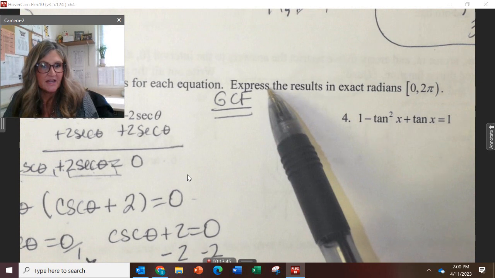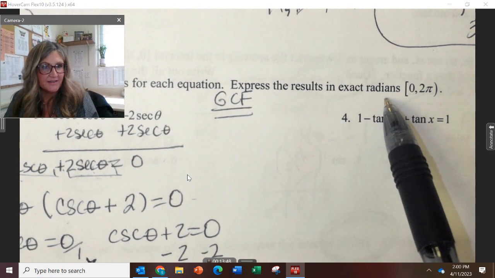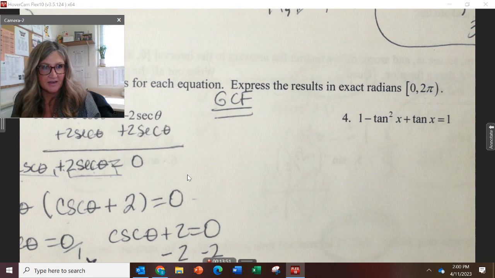And also look at what it says. This time we have to be in radians between 0 and 2 pi.